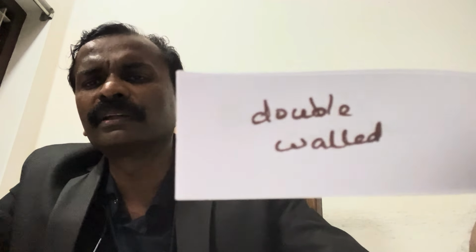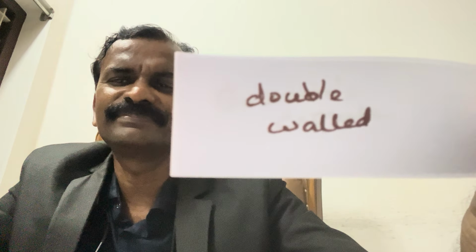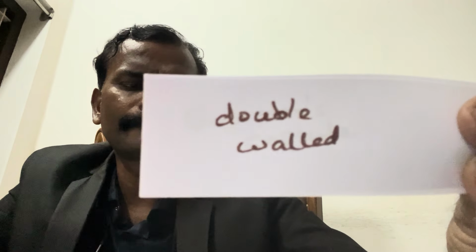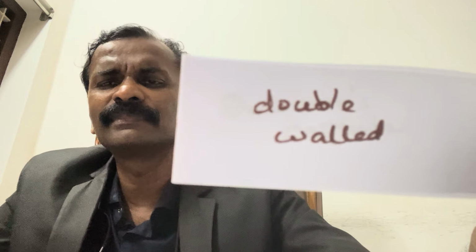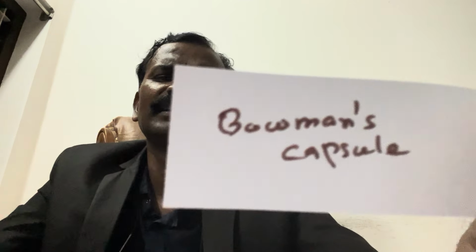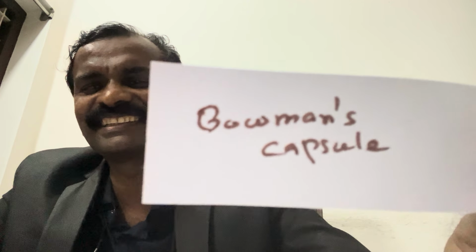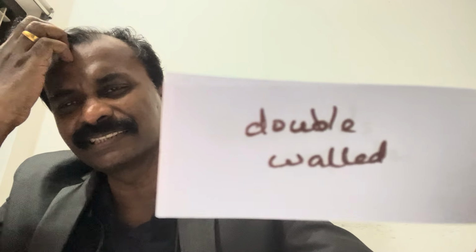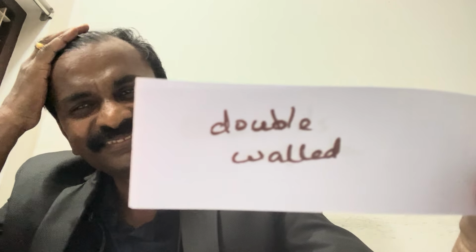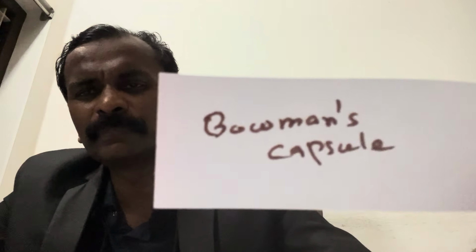Can you tell me which is double walled in relation to kidney? Double walled. Kidney chapter. Which one? If you know this, you can answer some important MCQ. Double walled is Bowman's capsule. They will keep single walled. Got it? Bowman's capsule is double walled. Somewhere they will keep it as single walled and say, pick up the wrong statement.